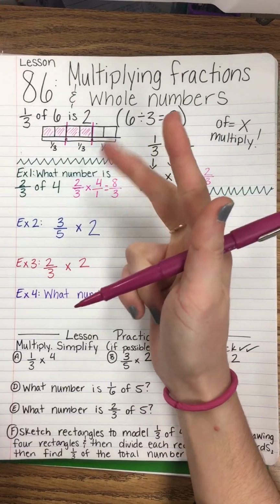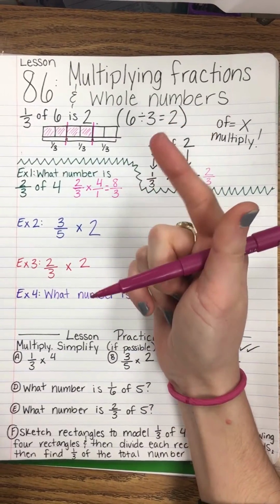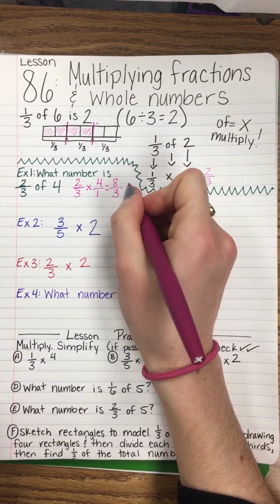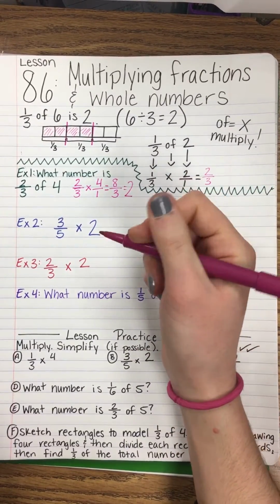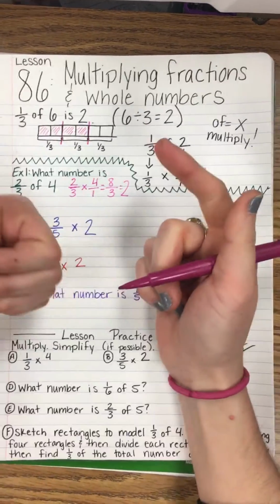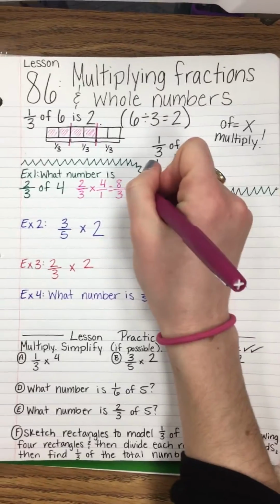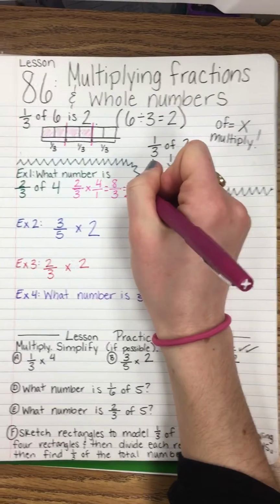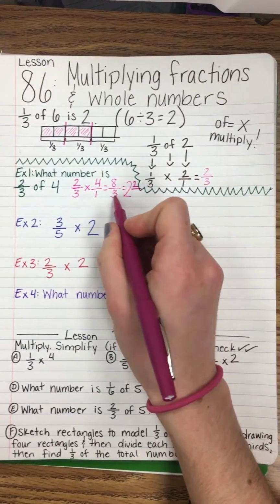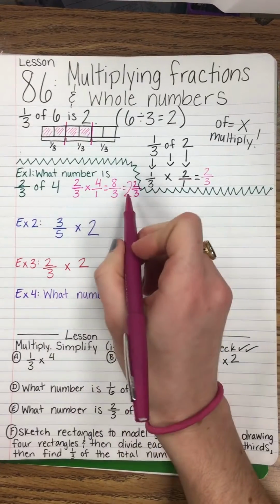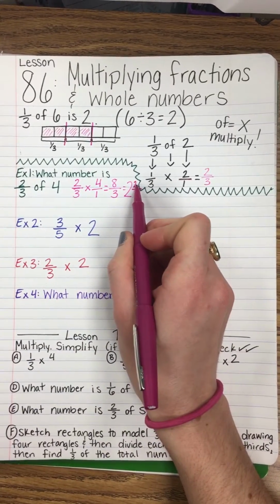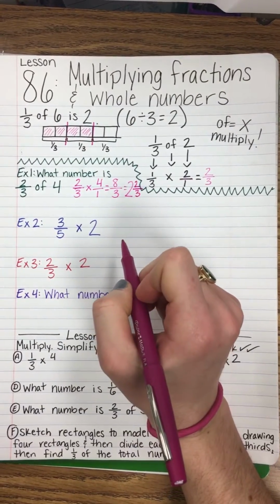3, 6, 9. Well, can't go 9, so you've got to go 2 wholes, and then how many do you have left over? 3, 6, 7, 8. You have 2 left over. That would be like a remainder, and then your denominator stays the same. So 2/3 of 4 is 2 and 2/3.